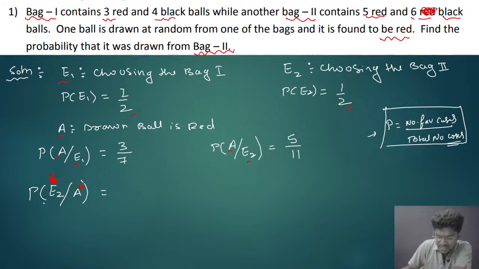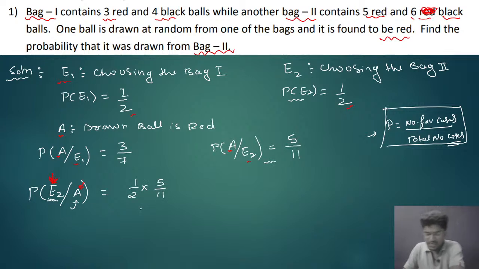I should take the favorable cases in such a way that the probability of bag 2, given that it is red. That means the probability of the ball from bag 2 that is red. For that I have to take the favorable cases. So E2, what is the probability of E2? That is 1 by 2 multiplied with, and it is red, that means 5 by 11. This is the favorable case.